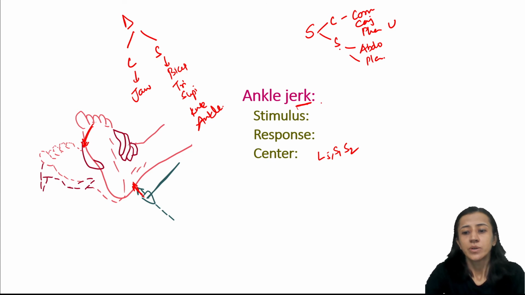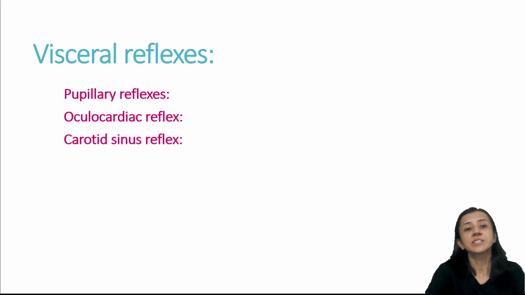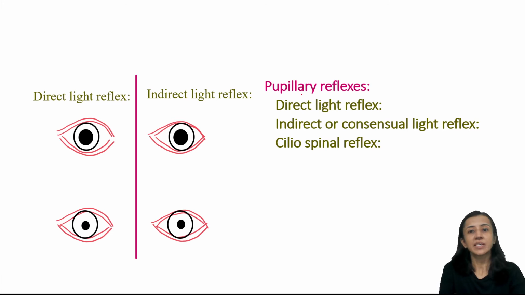Now, the third variety of reflexes are visceral reflexes. Here, receptors are in the viscera. The important ones are pupillary reflexes, oculocardiac reflex, and carotid sinus reflex. We will discuss them. First is the pupillary reflex. The first one is the direct light reflex.